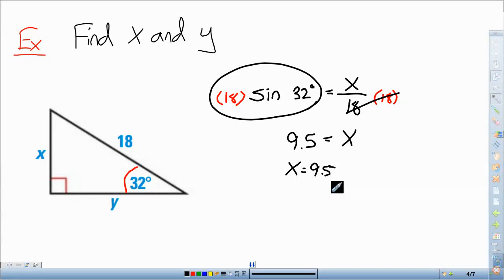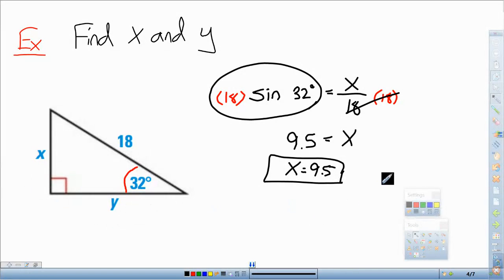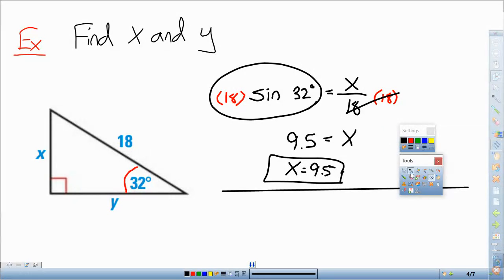All right, and just real quick, my hypotenuse is 18. Does it make sense for the short side to be 9.5? Yeah, that's about right. Okay, but we're not done. We still need to do it for our other side length, excuse me. So let's find side length Y.